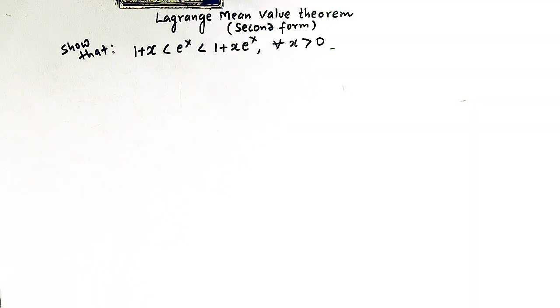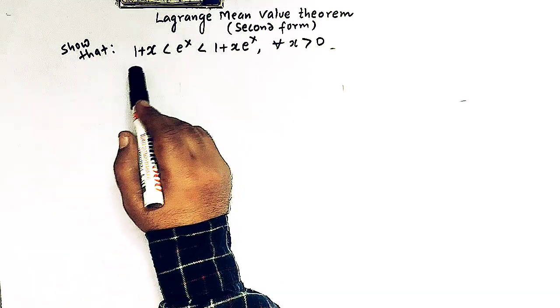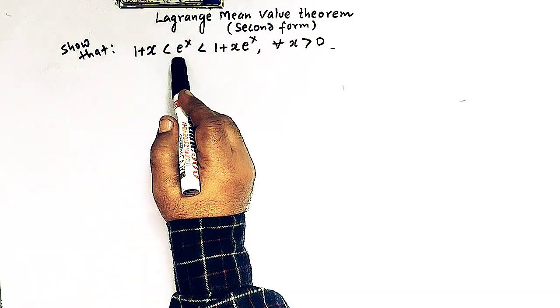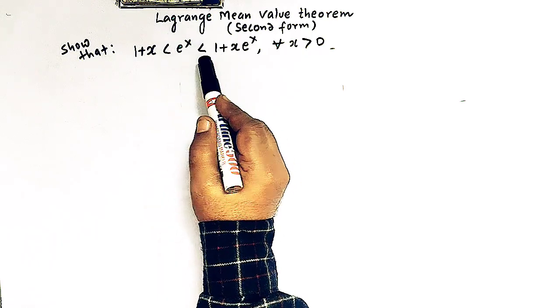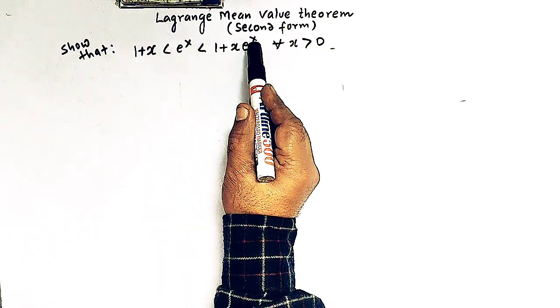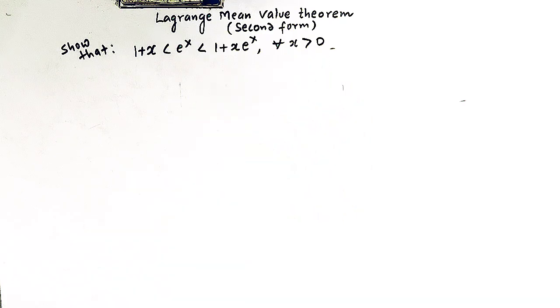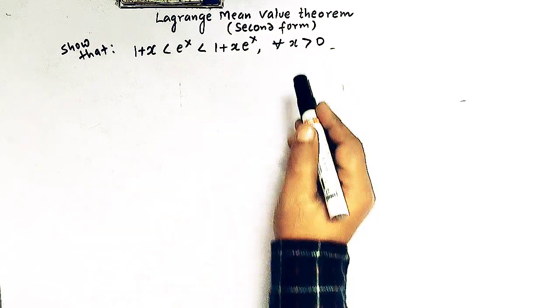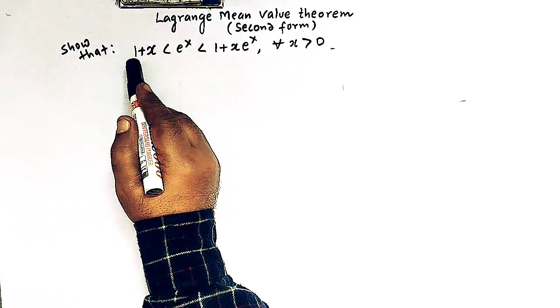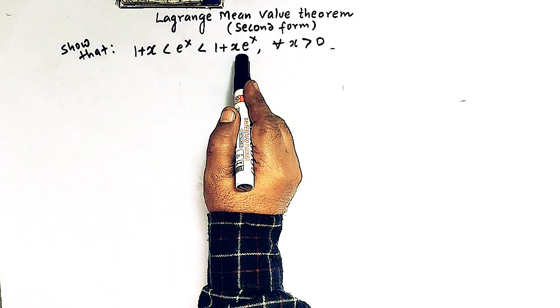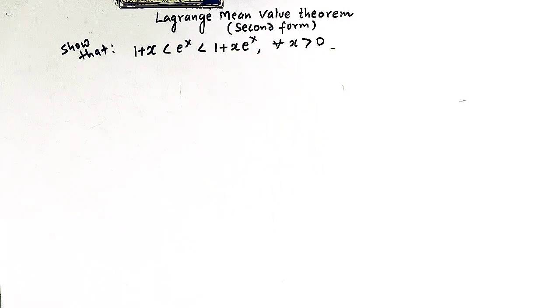Hello viewers, in today's session we are going to discuss an important inequality with the help of the second form of Lagrange's mean value theorem. Here we have to show that 1 plus x is less than e raised to x, which is further less than 1 plus x times e raised to x, for all x greater than 0. So for all positive x, we have to prove this inequality with the help of the second form of Lagrange's mean value theorem.